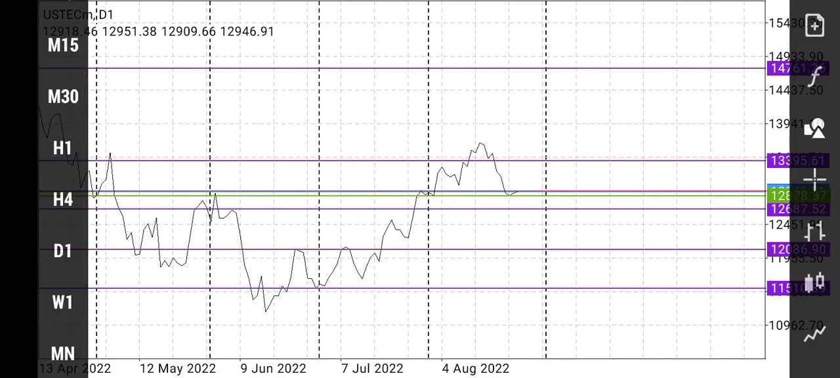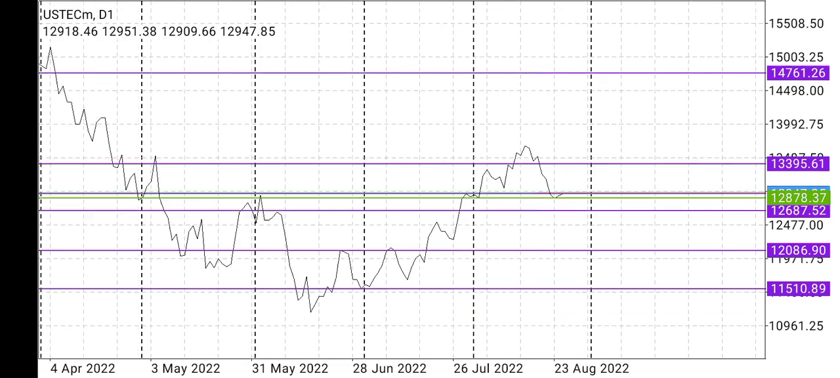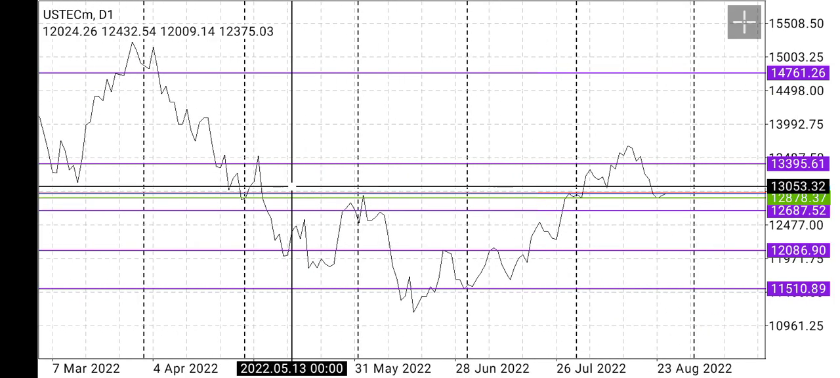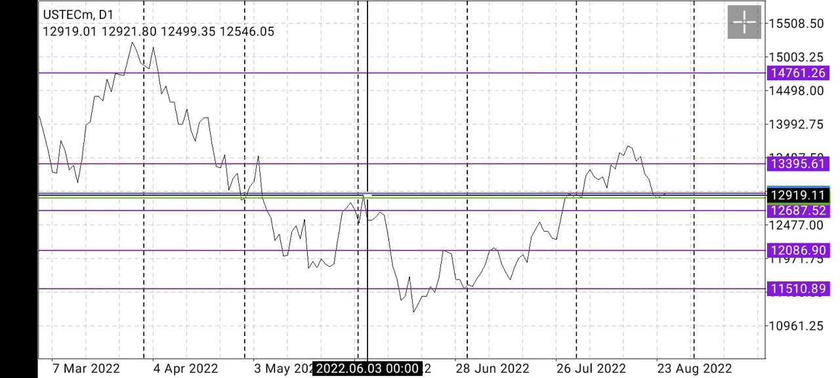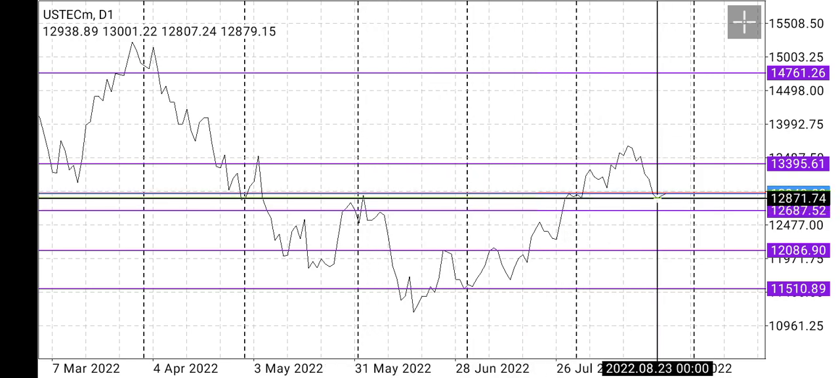Let us go back to candlesticks. Chances are high that this level 12,878 has been rejected, because if you look clearly here, this is a touch, one touch, second touch, third touch. Now this is a fourth touch actually.